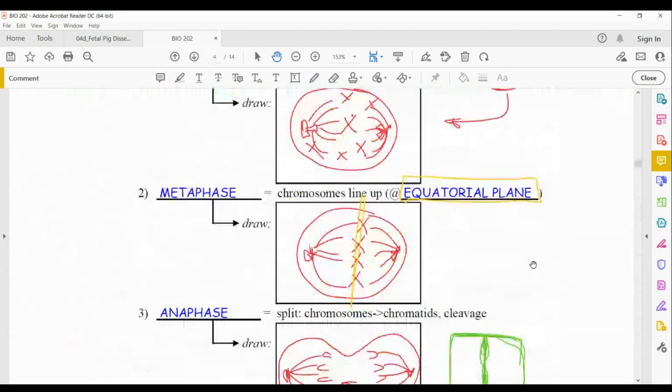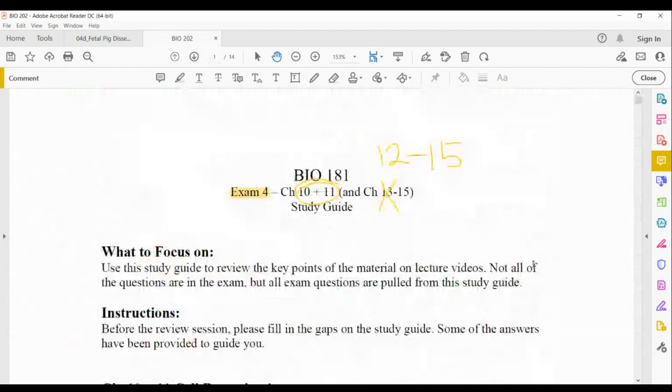But like I said, what I ask you for exam 4 is to focus especially on chapters 10 and 11. We have covered all of the chapters for the sake of being consistent. And I think that should leave you in a very good place to be successful in the exam that's going to come up.